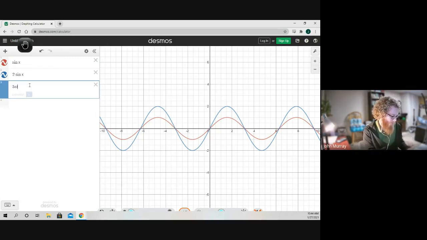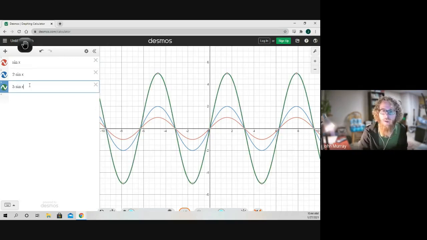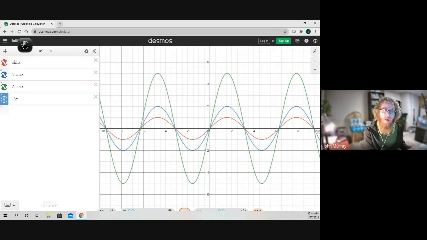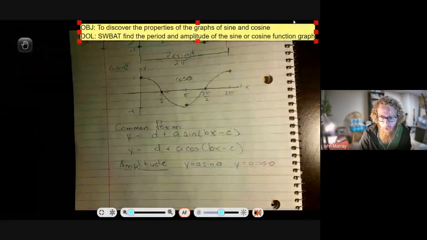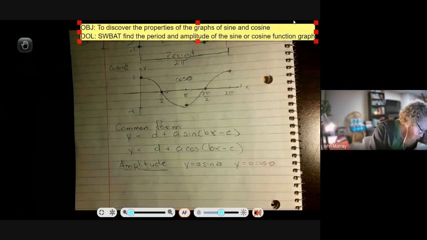Right? If I make it really tall, if I have 5 sine, again, it does the same thing. I could even go in the other direction. I could say half sine of x, right? And that gives this more shallow sine function. Now, we have to be careful.